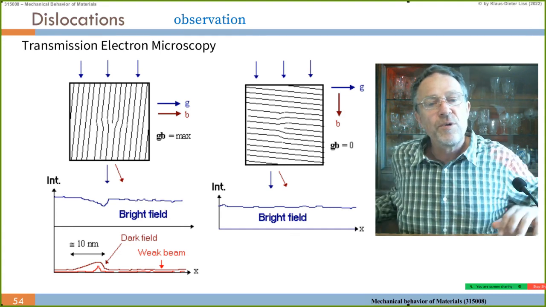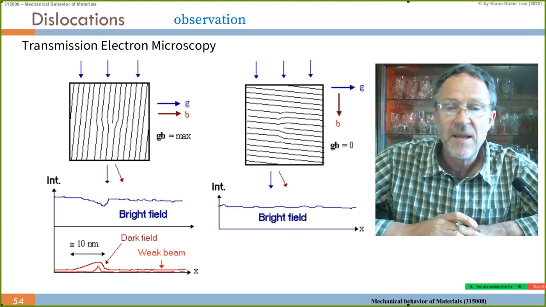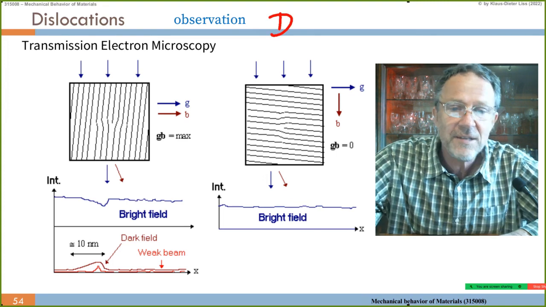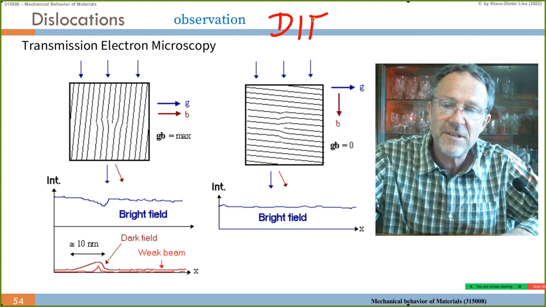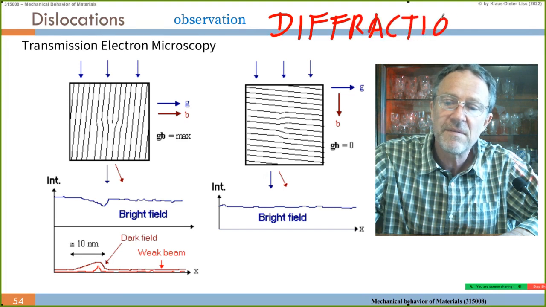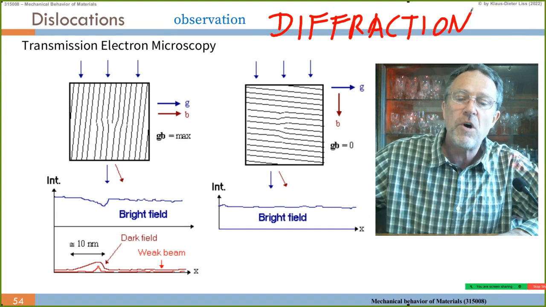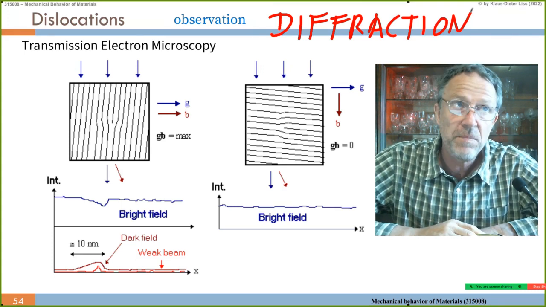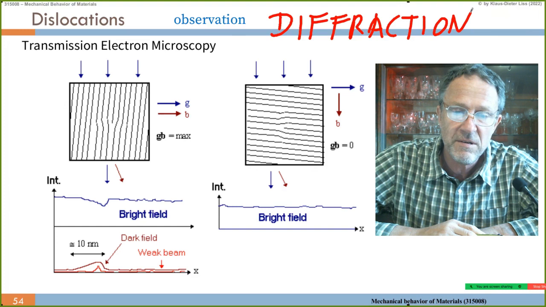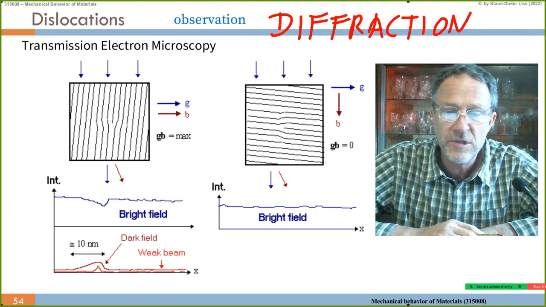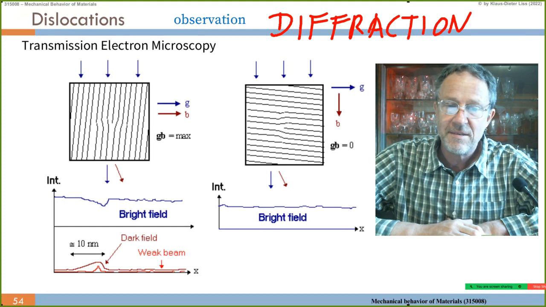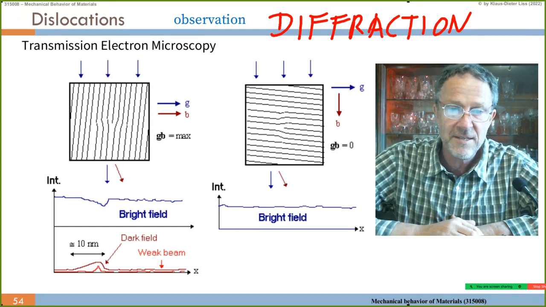Now let's come to diffraction. Observation by diffraction can be done with transmission electron microscopy, and the same is valid for X-ray diffraction. It would also be valid for neutron diffraction, but typically with neutrons you don't have the spatial resolution to make the image. But dislocations change contrasts in diffraction.